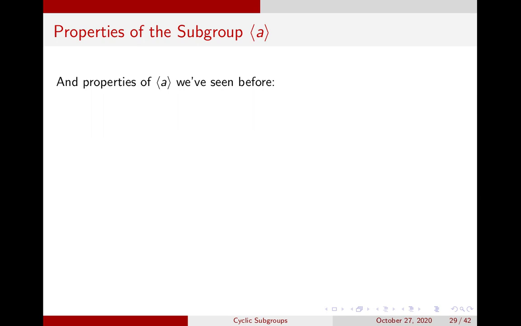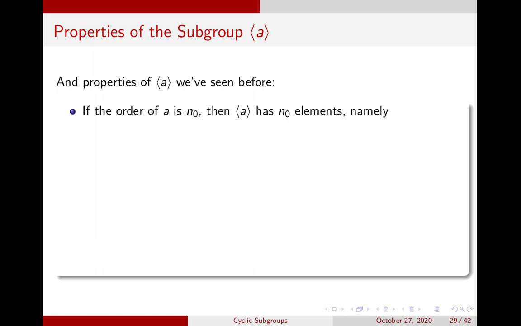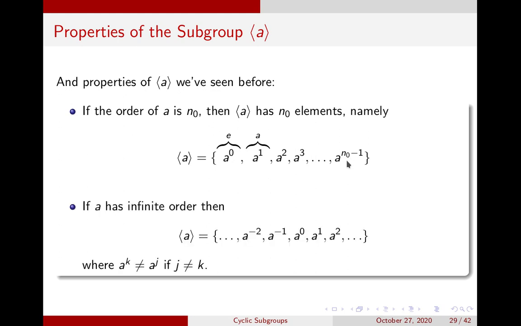And just to repeat some of the properties of this subgroup that we've seen before, if the order of A is n sub 0, then the subgroup generated by A has n sub 0 elements. And they are a to the 0 followed by the first n sub 0 minus 1 powers of A. And if A has infinite order, then you could write the cyclic subgroup generated by A like this, and 2 integer powers of A are different if the powers are different.